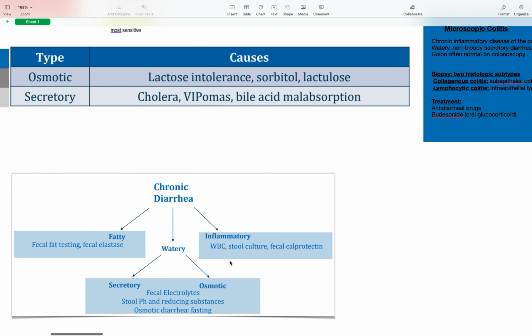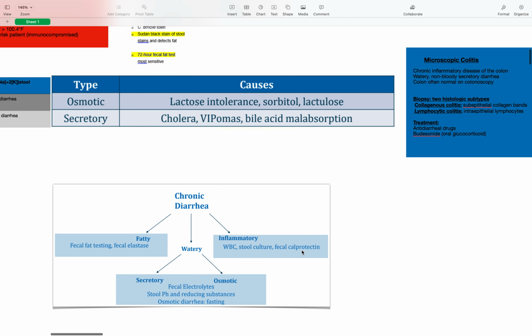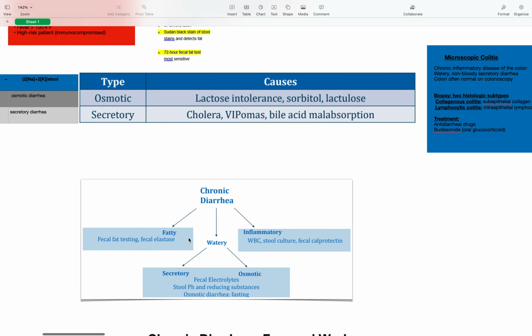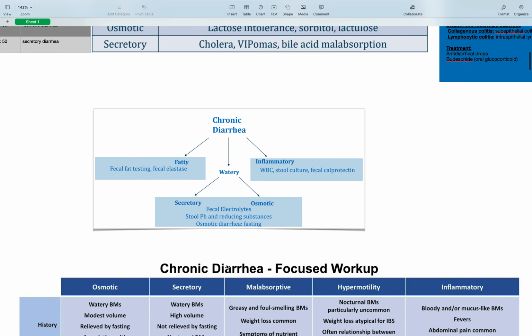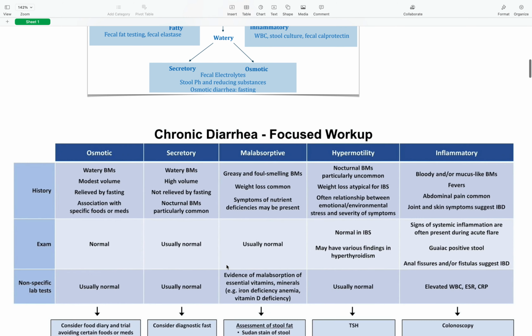Versus inflammatory diarrhea, you need to do the white blood cell count, stool culture, and fecal calprotectin. This calprotectin is released from the white blood cells. All right. So this is, in a nutshell, a very brief introduction to chronic diarrhea. Now let's get into a focused workup.